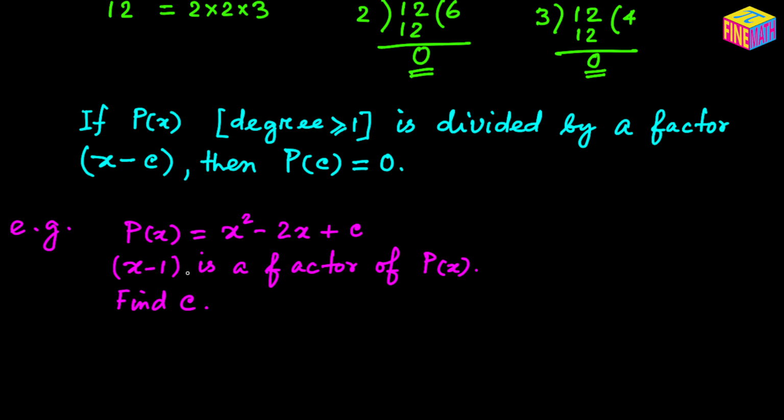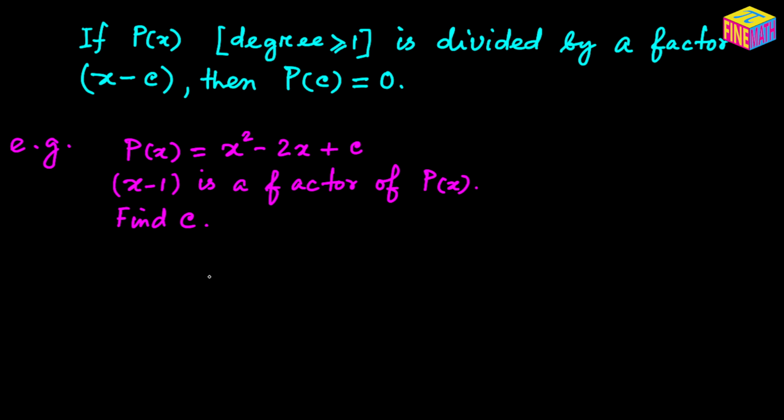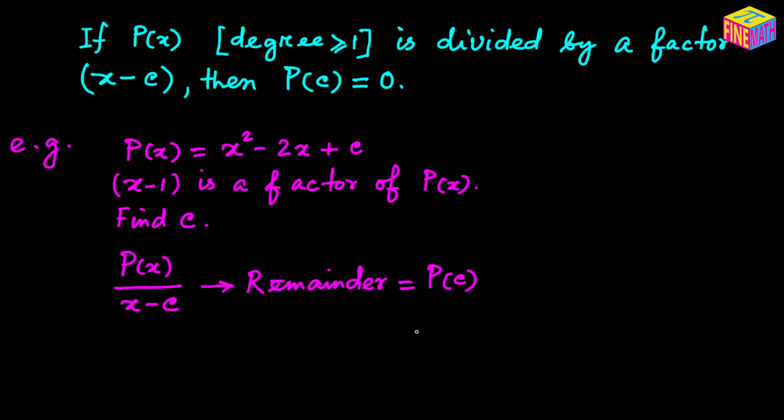Well, if x minus 1 is a factor, that means if the polynomial is divided by x minus 1, the remainder must be 0. Now, from the remainder theorem, we know that when a polynomial is divided by x minus c, it gives a remainder which is equal to, let me write it down, remainder is equal to p of c. And from the factor theorem, we are saying that the p of c must be equal to 0.